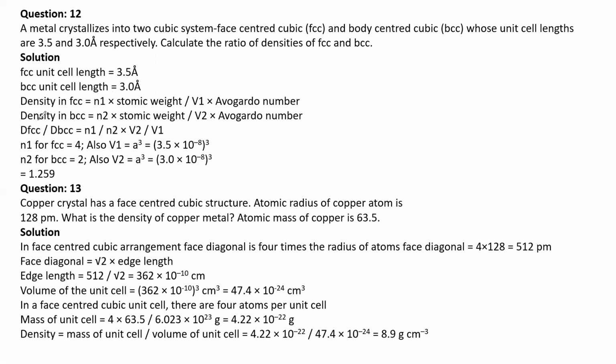3 angstroms. So density is equal to, already we know, in FCC, N1 into atomic weight by V1 into Avogadro number, and for BCC, N2 into atomic weight by V2 into Avogadro number. That is volume 1, volume 2, density. So density of FCC by density of BCC is equal to N1 by N2 into V2 by V1. So N1 for FCC, already we know it is 4.